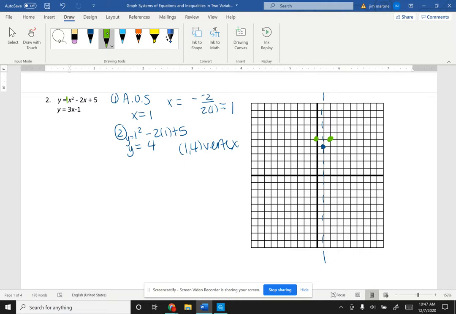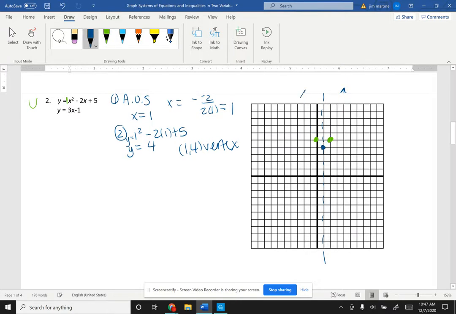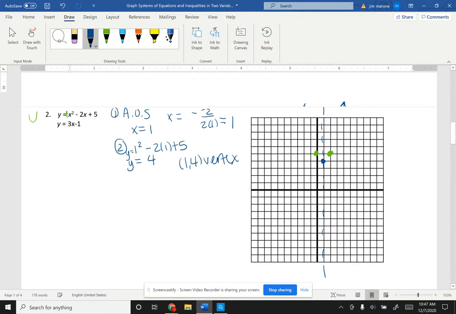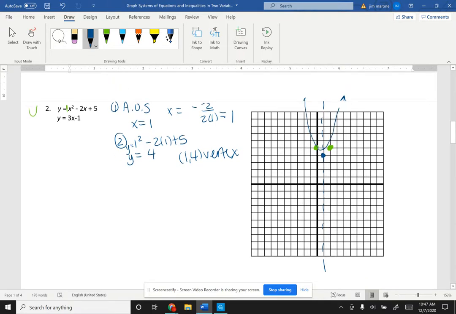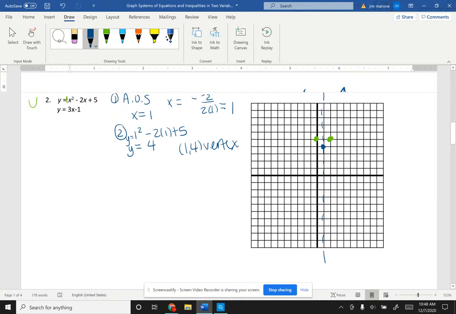This parabola opens up and it's not going to cross that x-axis. So I know that's going to be here and there. There are going to be no real solutions because it's not going to cross that x-axis. That's a horrible parabola.